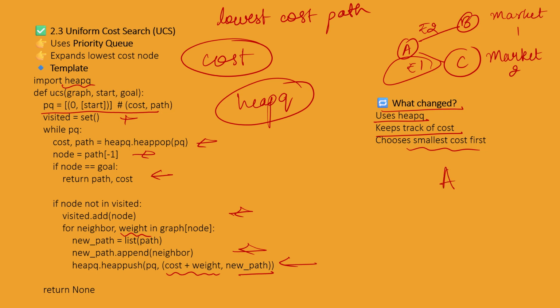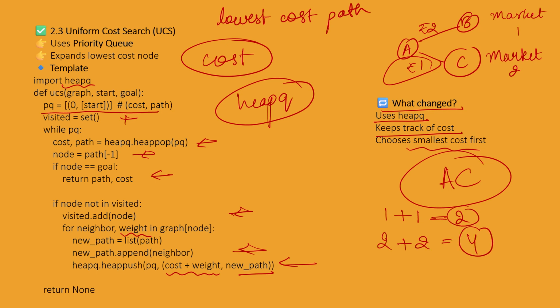So AC will be the path that he will cover. He will get the groceries, one for going plus one for coming back home, 2 rupees. While if he goes for 2 rupees, then he'll have to spend 4 rupees, double the cost. And why will he spend double the cost when he can go to the market at 1 rupee? So this is the basic concept.